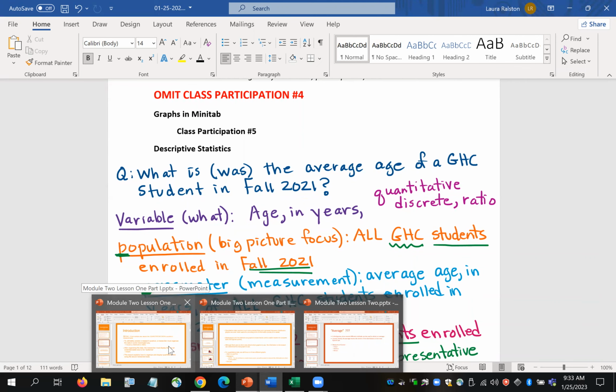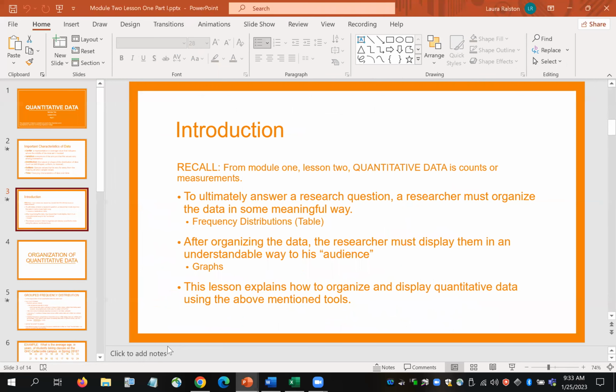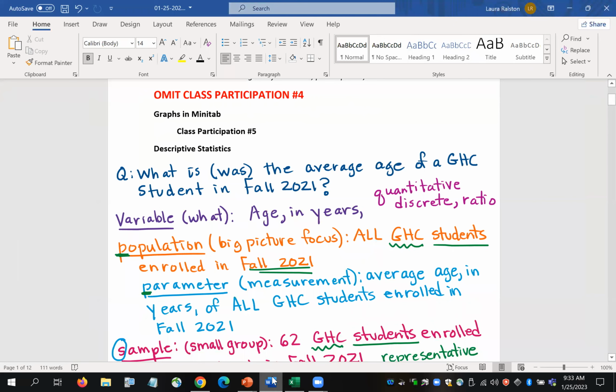So we began talking about specifically quantitative data. And I mentioned to you at that point that we went through the steps, that research typically begins with a question. There's something that we want to know about, and so we pose a question. The question that I posed for us on Monday was, what was the average age of a GHC student in fall 2021?